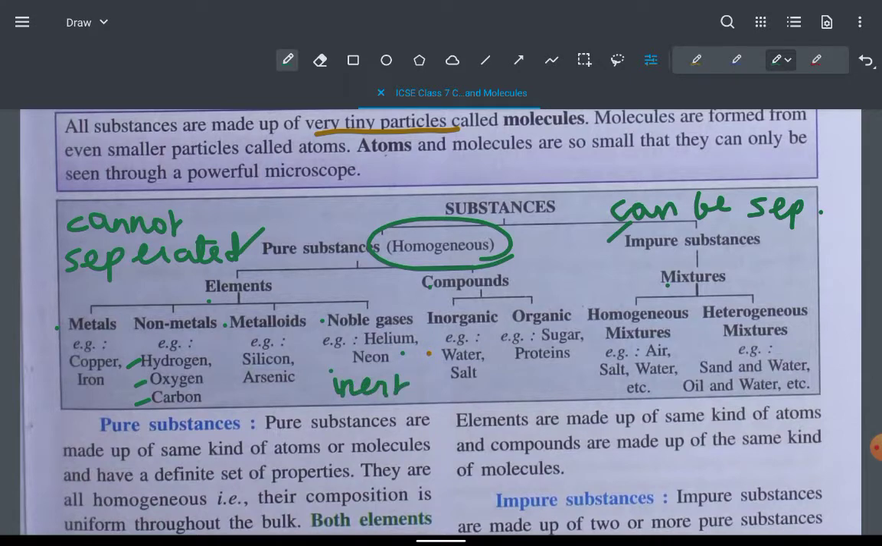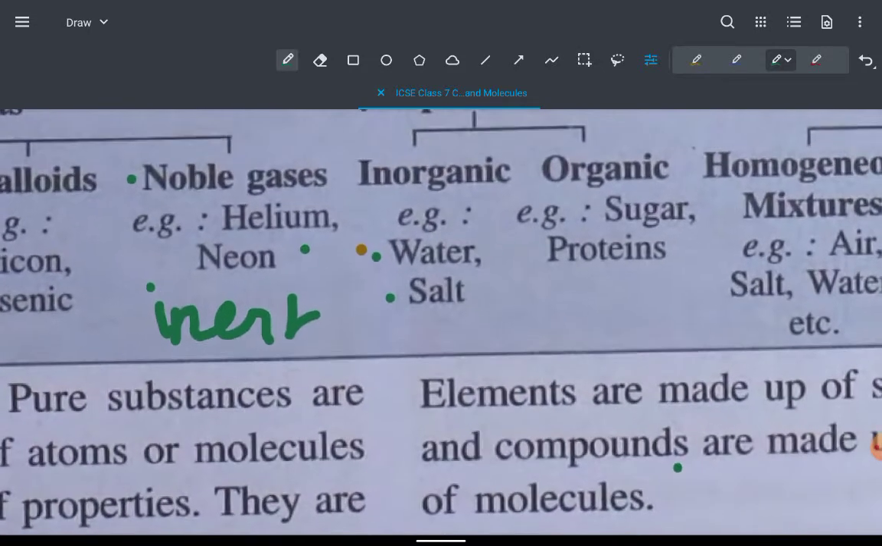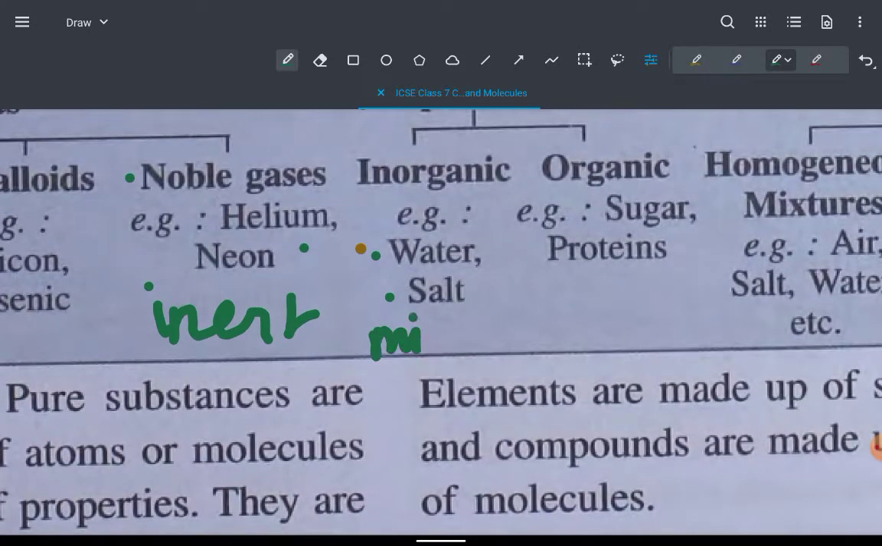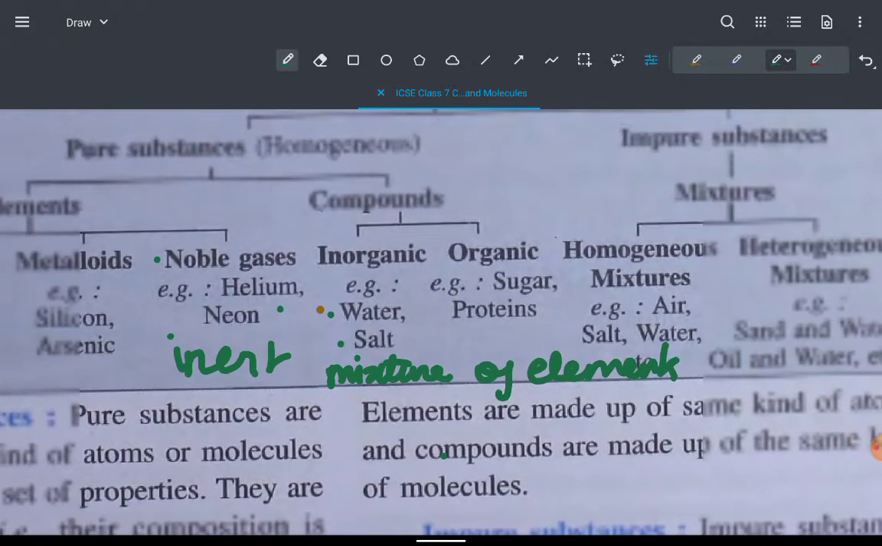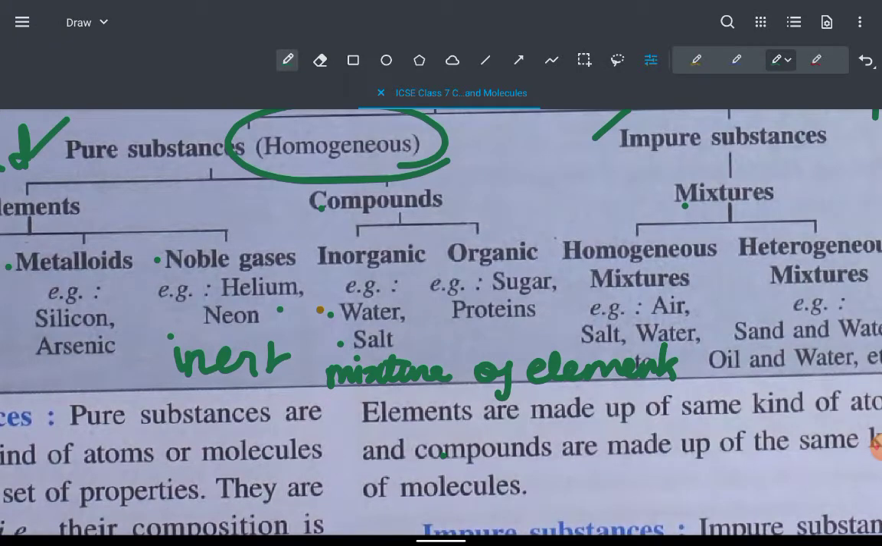Examples are helium, neon. Now compounds are of two types: inorganic and organic. Inorganic compounds are those like water and salt. Compounds are a combination of elements. Examples are water, salt. And organic compounds basically have carbon in them, alright? Protein has carbon, sugar has carbon.